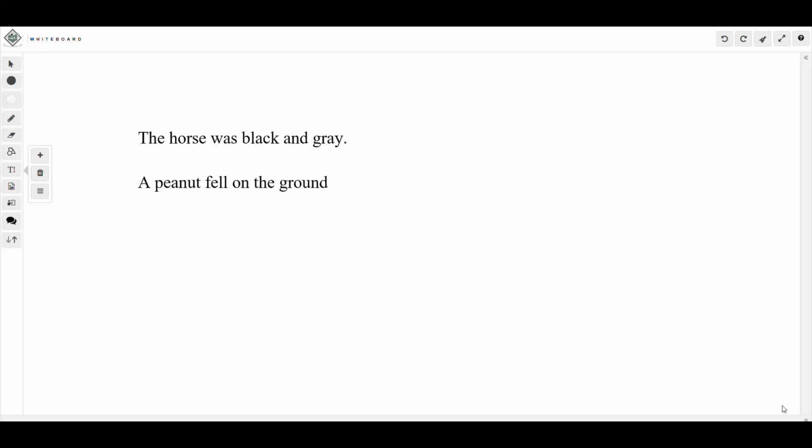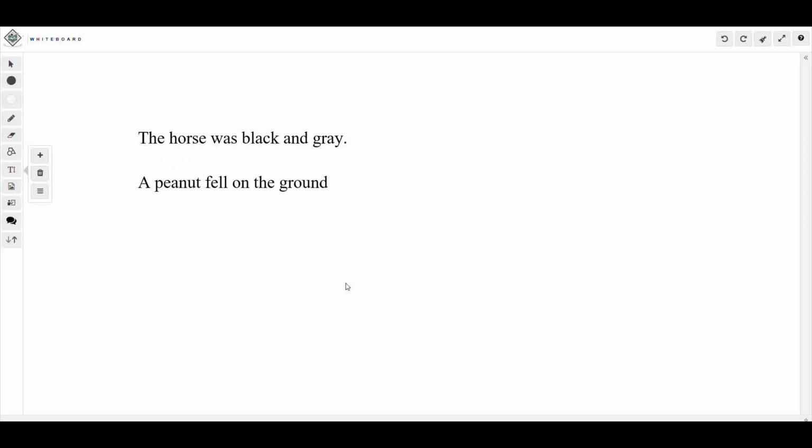All right, so let's look at this first sentence I wrote up here. The horse was black and gray. All right, and a peanut fell on the ground. How many horses and how many peanuts are there in these sentences? One each, right? The horse, that means one horse. A peanut, that means one peanut, right?